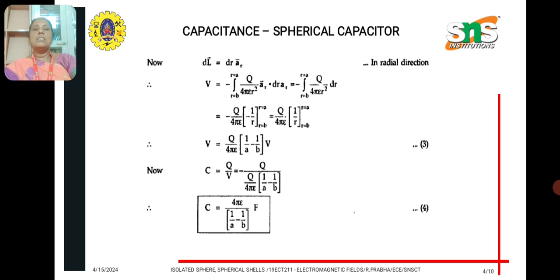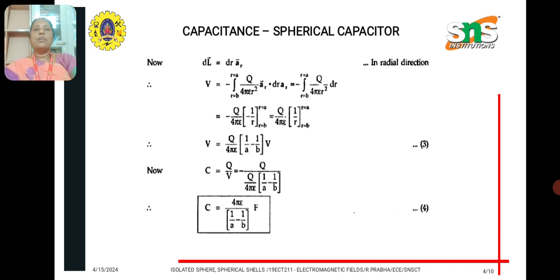Next, this differential length dl can be written as dr into aR vector because the electric field is in radial direction. So by substituting the dl value in the potential difference formula, we get minus the integral from r equal to B to r equal to A of Q by 4 pi epsilon r squared aR dot dr aR. Here aR dot aR is equal to 1, so that can be eliminated. So the potential difference formula becomes minus the integral from r equal to B to A of Q by 4 pi epsilon r squared dr.